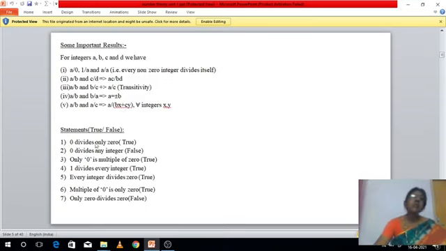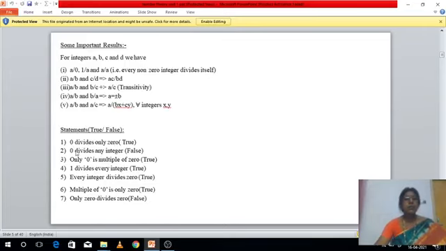Now you see some statements. First one, 0 divides only 0. We are going to prove this in the next classes. 0 divides only 0, true or false? The answers to these questions we see in the next classes. If you can, try this one and find the answers.